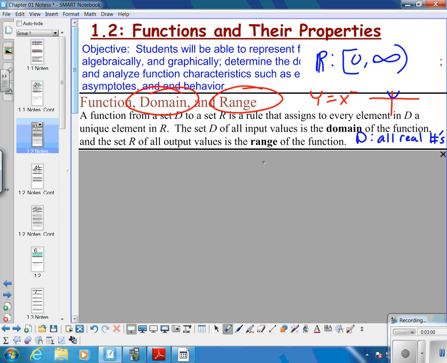And the range is the only question I'll ask where you use interval notation and actually use the y values within that interval notation. All the other times you're going to use the x values when describing a range of numbers.